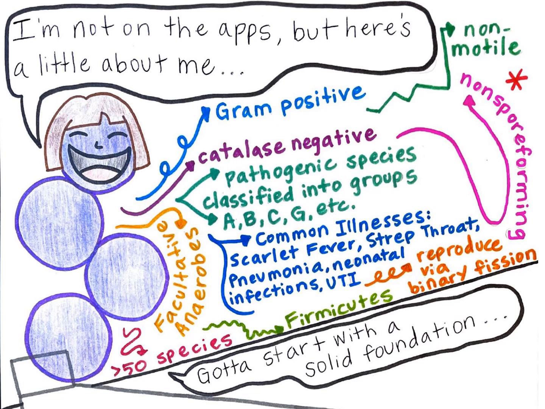Some common illnesses that are caused by Streptococcus would be scarlet fever, strep throat, pneumonia, some neonatal infections, which we'll talk about later, and even UTIs. Some of the pathogenic species are classified into groups, based on classifications done by Rebecca Lancefield, and they're based on their hemolysis and the antigens that are produced by each of the different species. So they can be classified into A, B, C, G, and there's more.